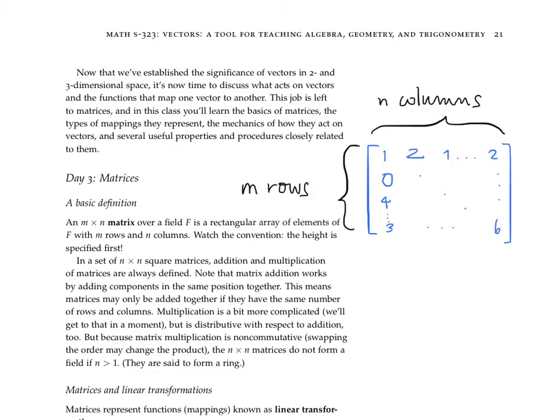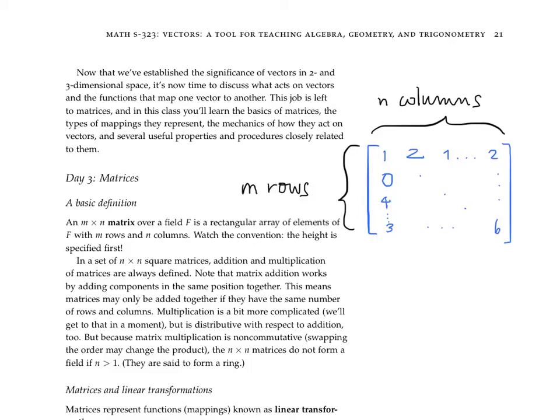It's really important to note that the height of a matrix is specified first instead of the width of the matrix, because we're so used to thinking that left-right motion is the first component from working on the standard basis. That's just not how matrices work. So rows are specified first, columns are specified second.